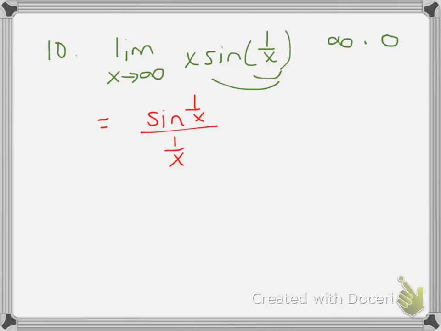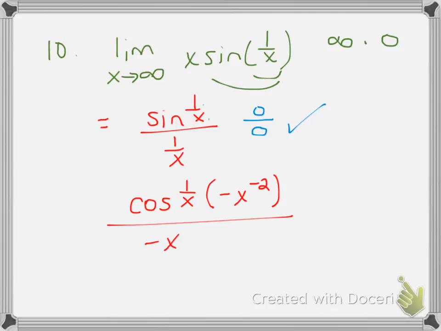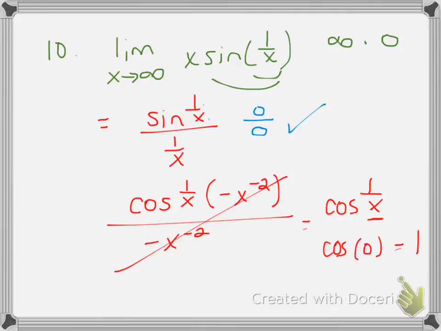If you plug in infinity, 1 over infinity is 0, sine of 0 is 0. 1 over infinity is 0, so that's a 0 on the bottom. If you check, you can use L'Hopital's rule. The derivative of the top would be cosine of 1 over x times the derivative of 1 over x, which is, that's x to the negative 1, so negative x to the negative 2. And on the bottom, it's a negative x to the negative 2. They cancel. You end up with cosine of 1 over x. Plug in infinity. That's cosine of 1 over infinity, or cosine of 0, and you get 1.